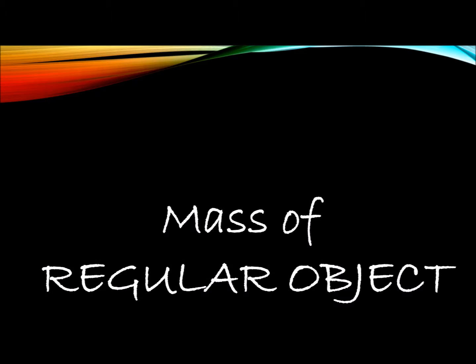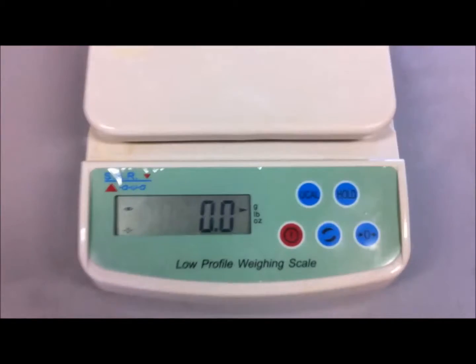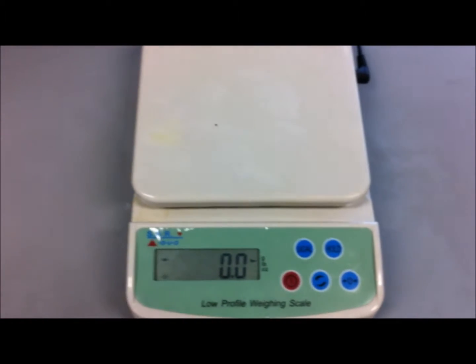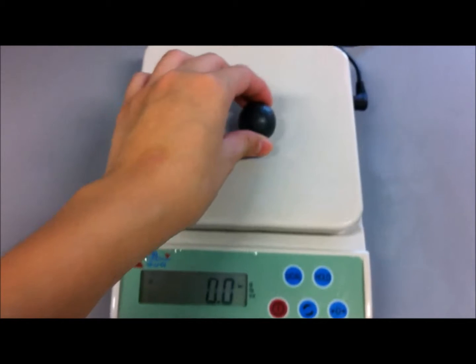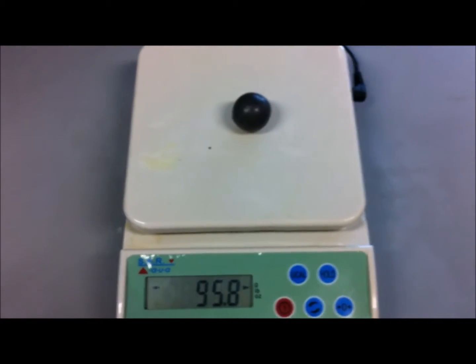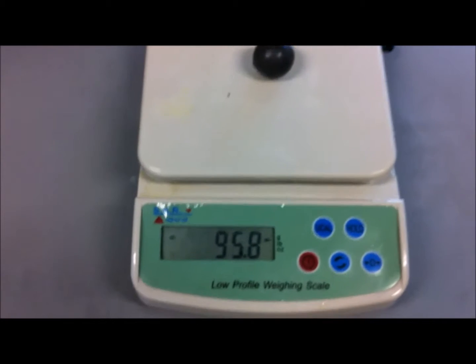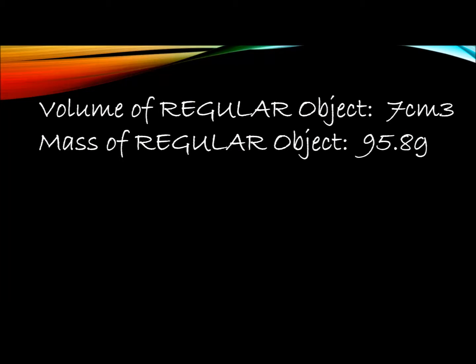Now, let us find the mass of the regular object. First, switch on the electronic weighing scale and press the 0 button to reset it. Then place the regular object, in this case the bob, onto the electronic weighing machine. The mass of the bob is 95.8 grams.